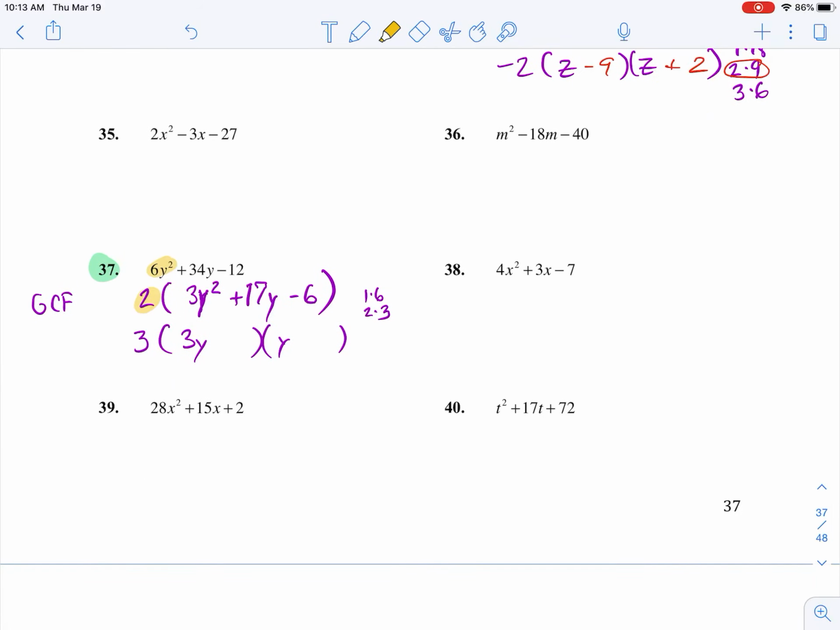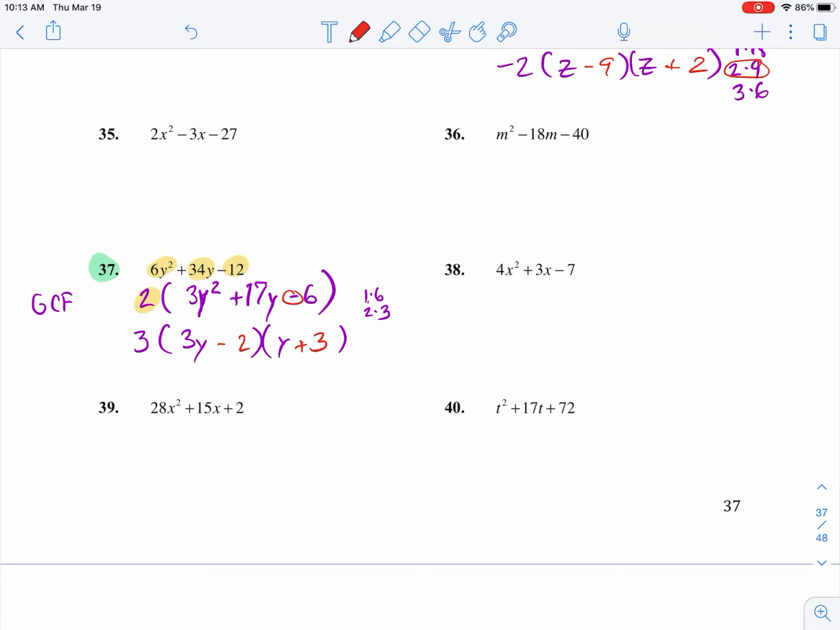Now for number 37, I saw a decent amount of mistakes from people. I think a lot were not taking out that GCF of 2, because there is a common factor of 2 to start. Not only does it make it easier to do, but it's not factored completely if you don't take out that GCF. And now from here, I have options of 3y and 1y, which is the only choice I have there, but I could have 2 times 3 or 1 times 6 for that 6 as the middle term.